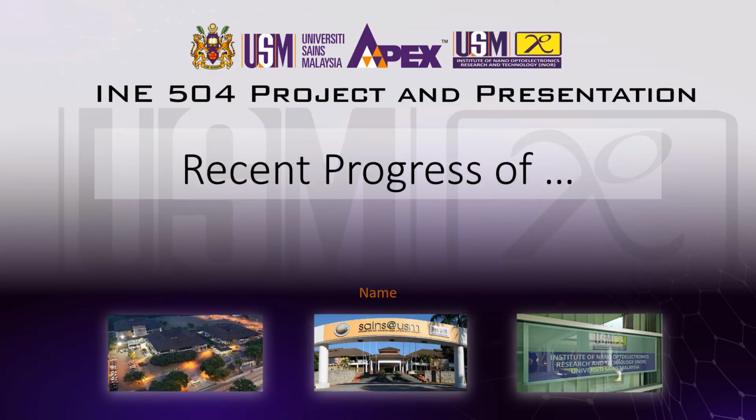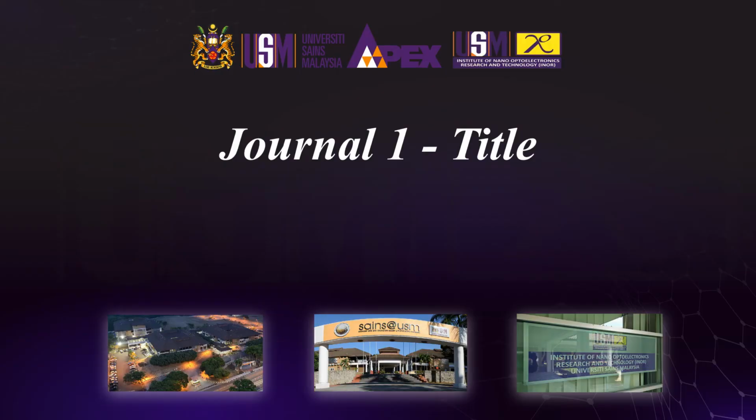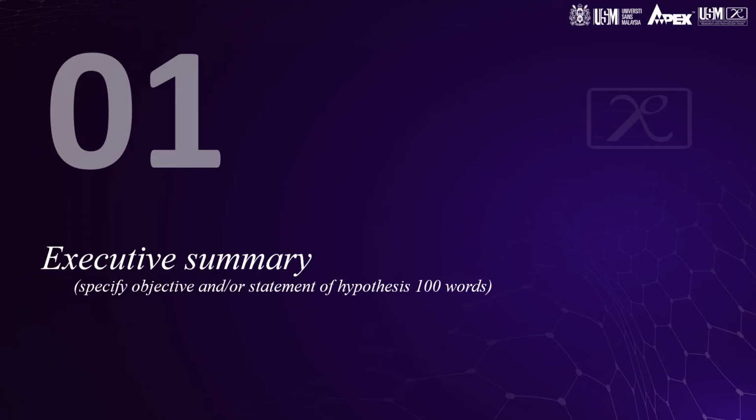Okay, so we're going to start with the template that I've shared in the e-learning. You can download it there. So please do put your title here and also your name here. So the first one is the journal list, the 3 selection of journals that I have approved, and proceed with the journal title. The next is the executive summary.